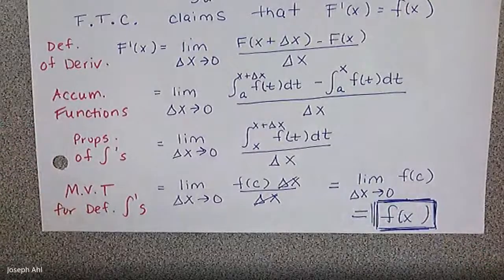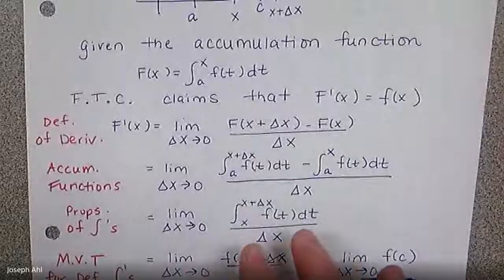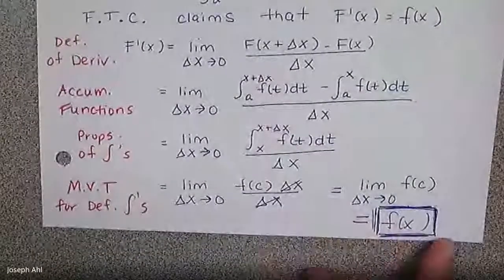And I know that there's some tricky parts to this derivation here and in this proof here, but it is a solid proof to show that the fundamental theorem of calculus holds true. When you take the derivative of an accumulation function, you get f of x as a result.